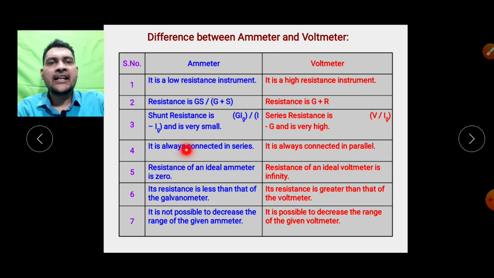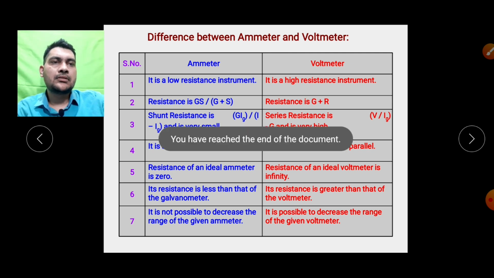So these are the differences. The ammeter is connected in series, the voltmeter is connected in parallel. An ideal ammeter has zero resistance and an ideal voltmeter has infinite resistance. So these are the differences between an ammeter and a voltmeter.